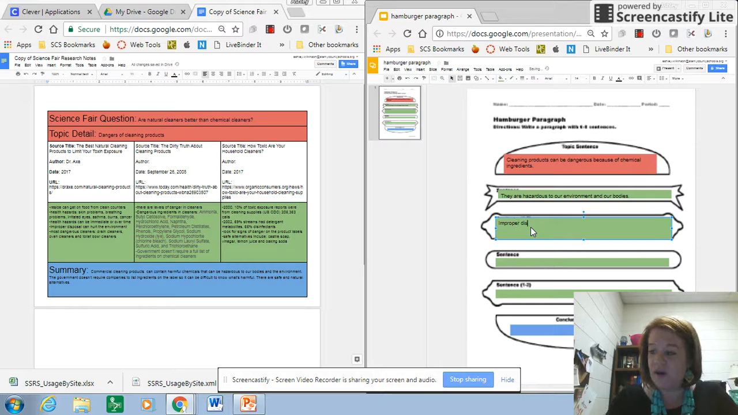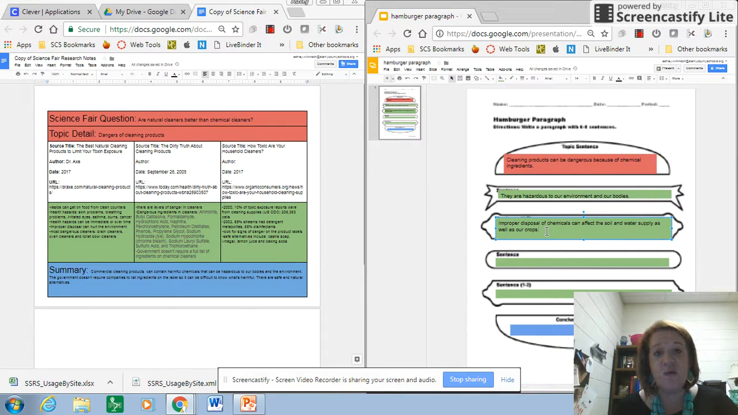Improper disposal of chemicals can affect the soil and water supply, as well as our crops. Oops, I spelled it wrong. Okay, so now we understand how it affects our environment.